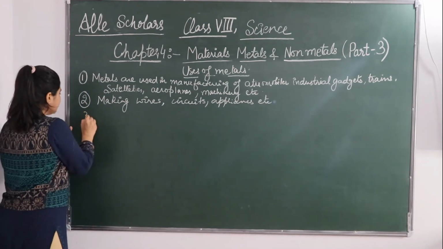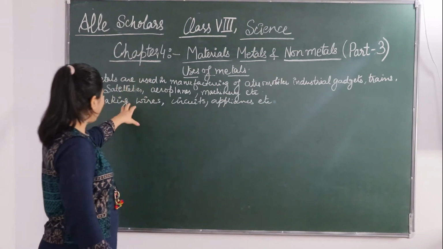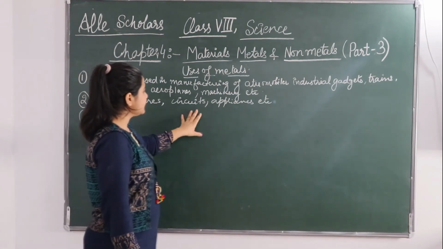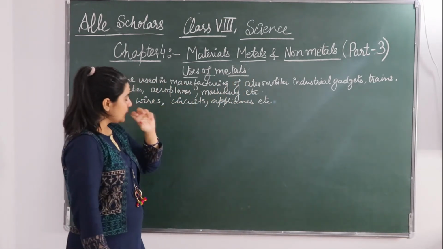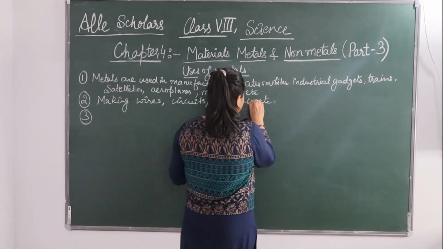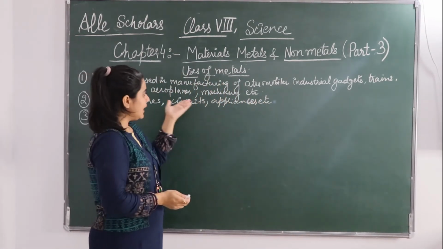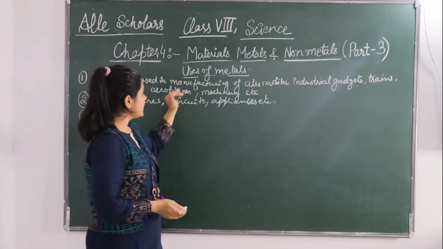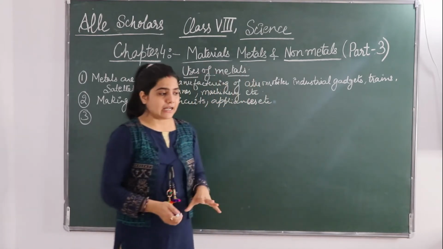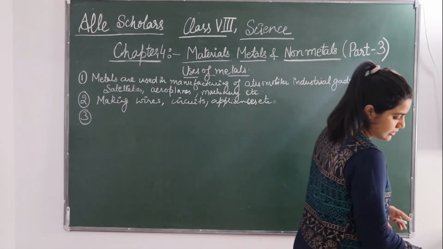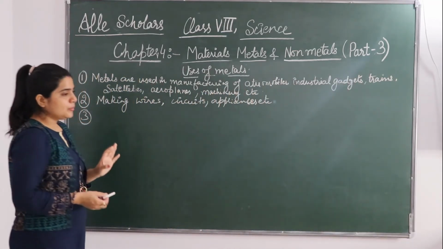In one-word questions, it may be asked why metals are used for making wires, circuits and appliances. What answer will you give? You will answer that metals are good conductors of electricity, so they are used for making all these. If it is asked why they are used for making automobiles, since they are hard and tough in nature, they are used for making automobiles.